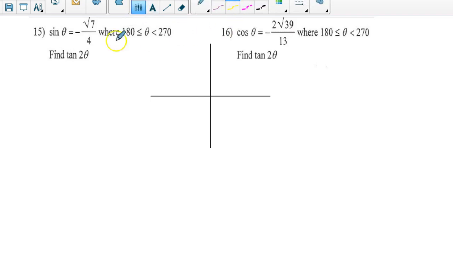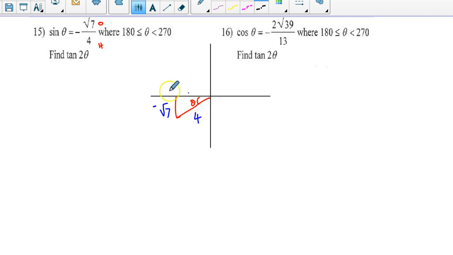So let me draw one little angle here, approximately. This is the angle theta I have. Now sine, you know that it is the opposite over hypotenuse. So in this case you have the opposite to this angle here. This is O, that is negative square root of 7, because you are on the negative side of the y-axis, and 4 is the hypotenuse.